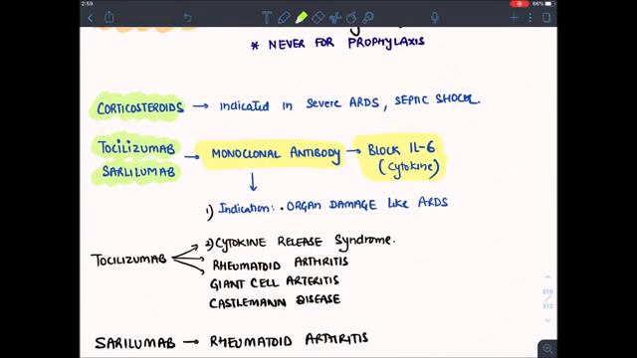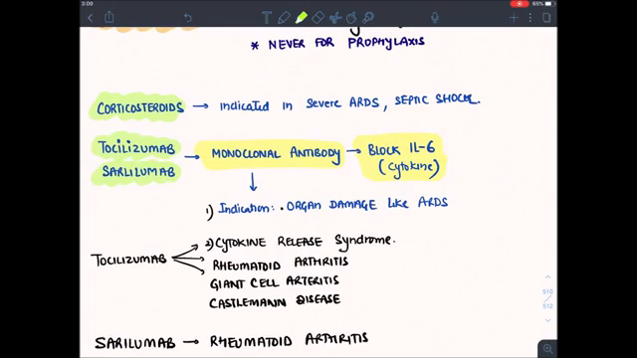The first drug is corticosteroid. Corticosteroids are indicated in severe ARDS, acute respiratory distress syndrome, or if there is septic shock, because coronavirus may lead to secondary opportunistic infection as well, so it may lead to septic shock.